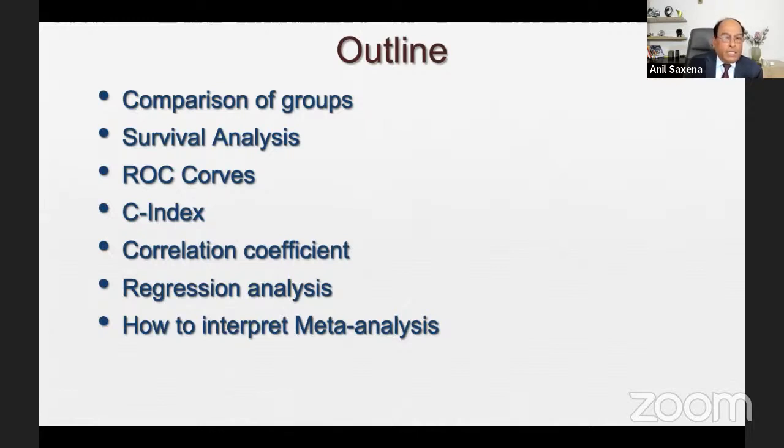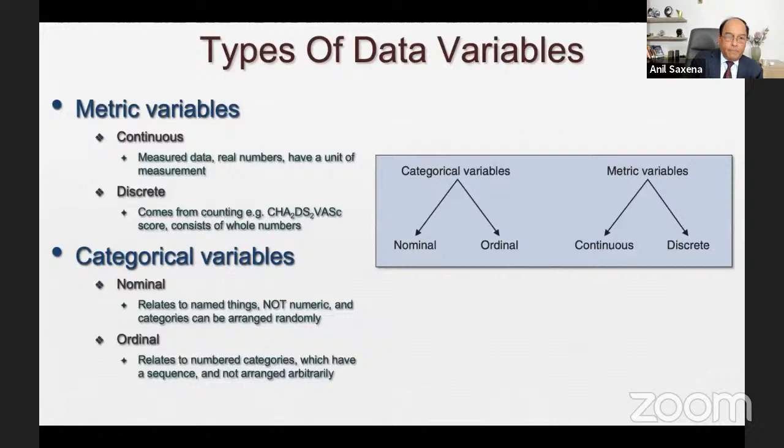So survival analysis is a very important part. It comes as a short note. And then I'll talk about ROC curves, C index, which is another statistic that is commonly seen, correlation coefficient, regression analysis, and I'll talk briefly about how to interpret meta-analysis in the next presentation.